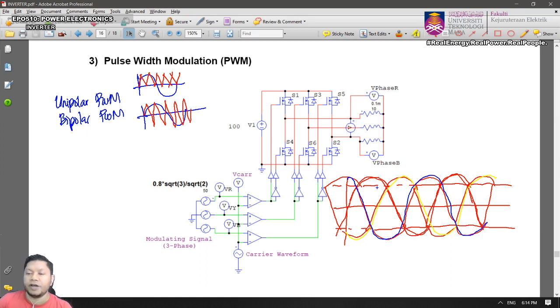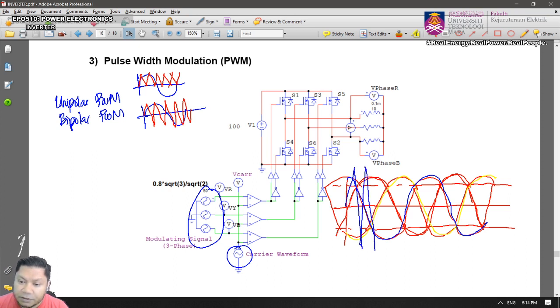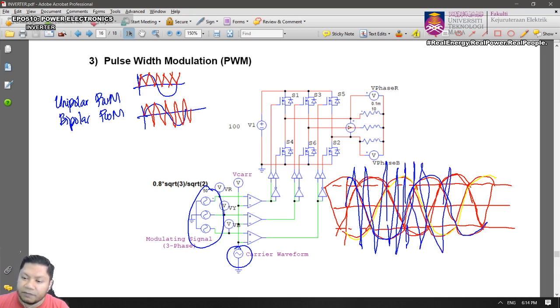Okay, so you have red, yellow, and blue compared with a single carrier signal. This is the carrier signal, and then you have the three-phase supply voltages, and you compare them with a single carrier signal. So this will be your carrier signal, and it depends on the frequency.